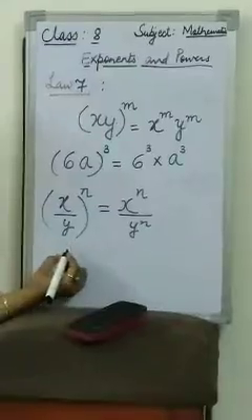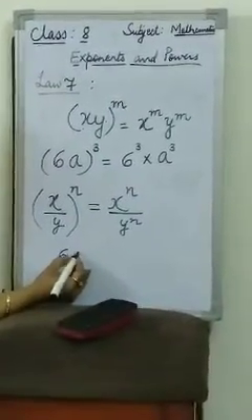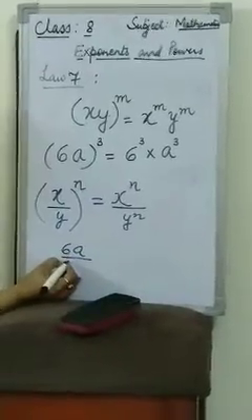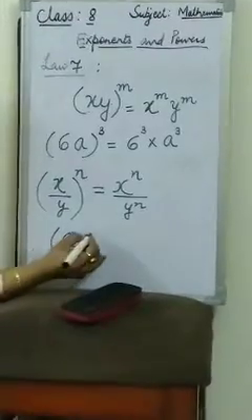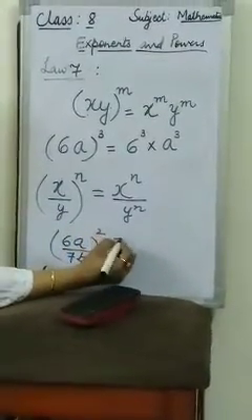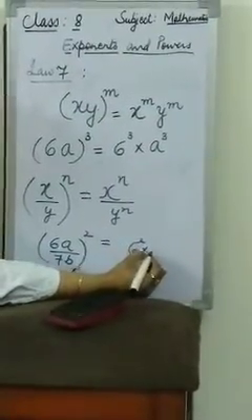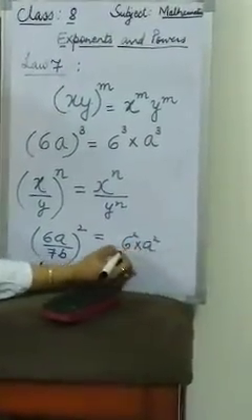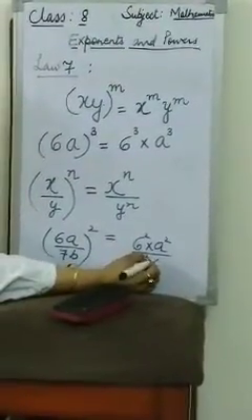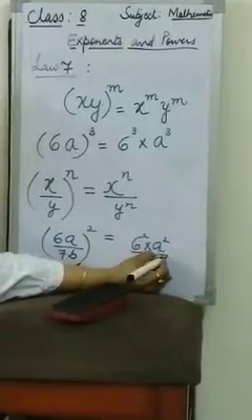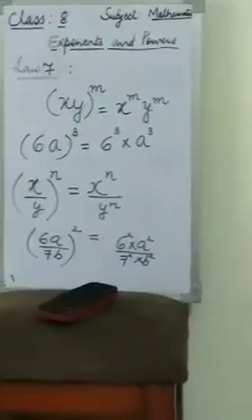Let's take an example of it. We have 6a upon 7b, the whole to the power 2. What does it mean? It means 6 has power 2 as well as a has power 2, as well as in the denominator 7 has power 2 and b also has power 2. Hope everybody understood law number 7.